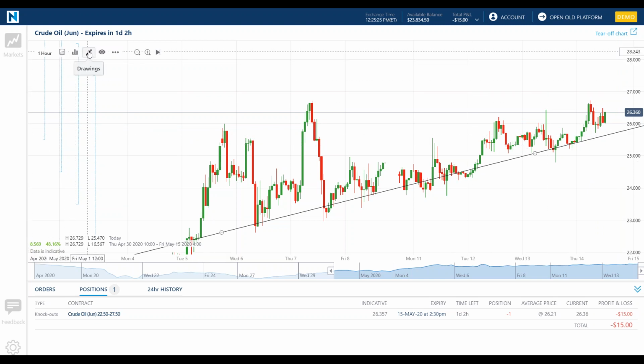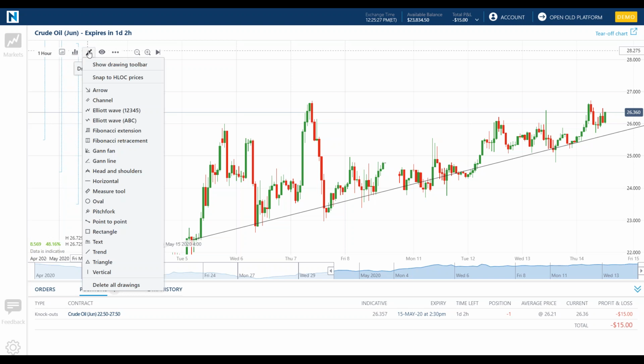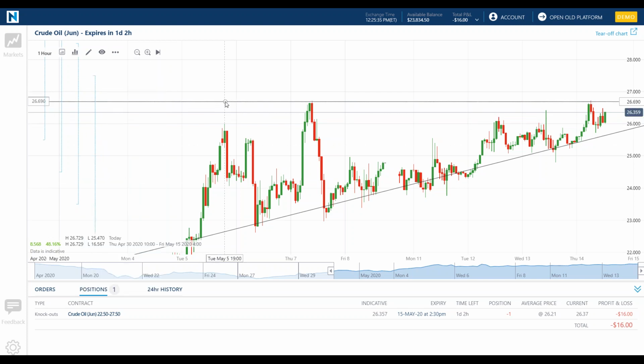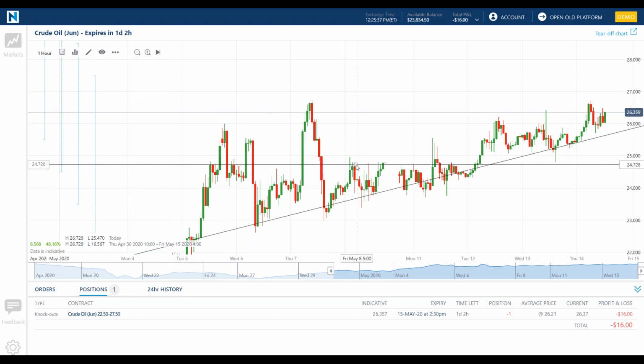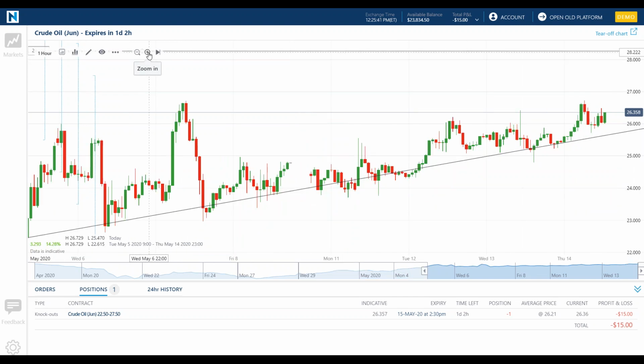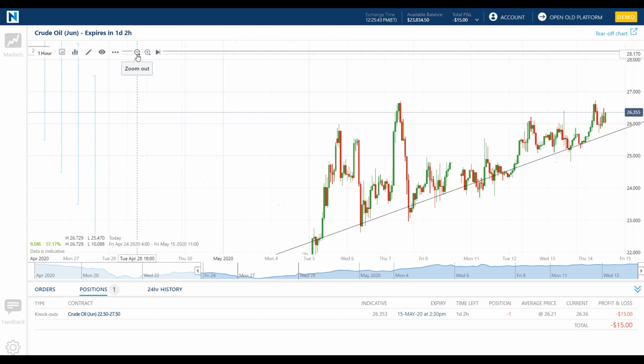Things that can help you are your drawing tools. You can even draw, if you wanted to use, say, a horizontal line and you wanted to try to pick your own support and resistance. So I'm going to, not zoom in, I wanted to zoom out.